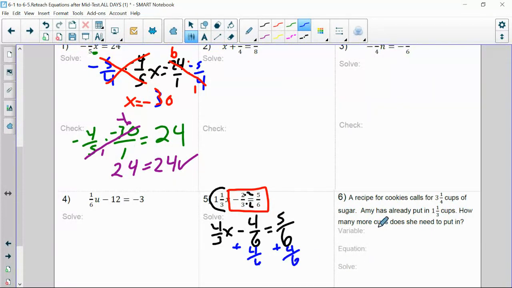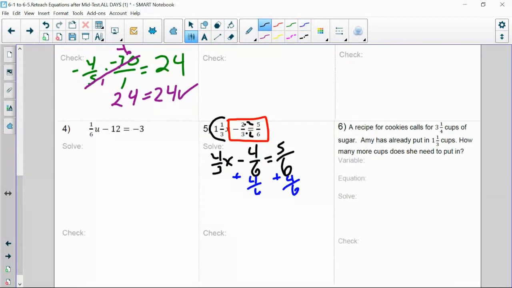Now remember, on this side here, you must follow the integer rules. They're both positive, so I can just add them and bring down my next part of my equation. My 4/3 x now equals 4 and 5 make 9/6. I'm going to leave it improper right now because I still have that fraction coefficient. Okay. So now, to get rid of my 4/3, I'm going to multiply by the reciprocal of 4/3, or 3/4.